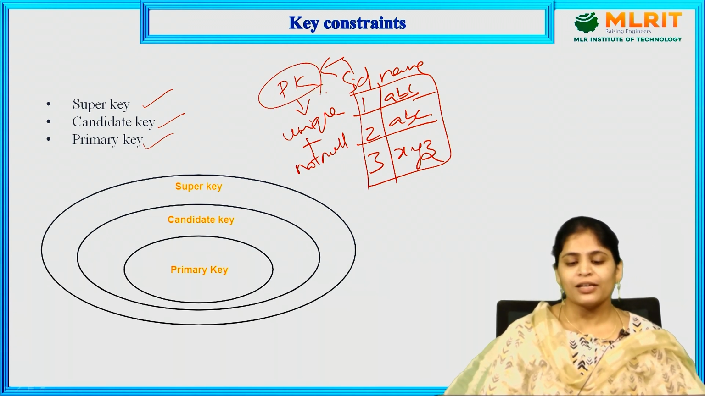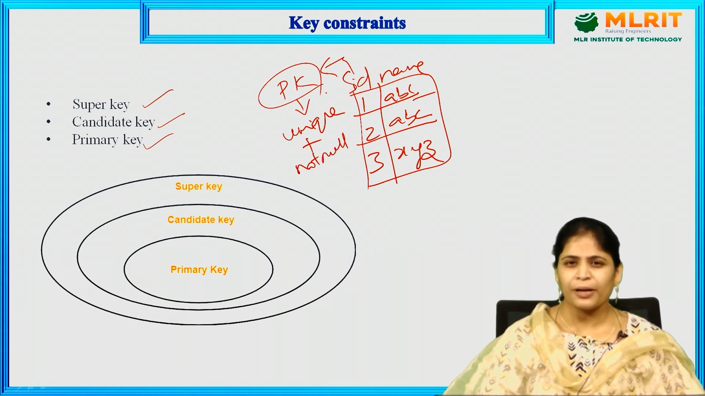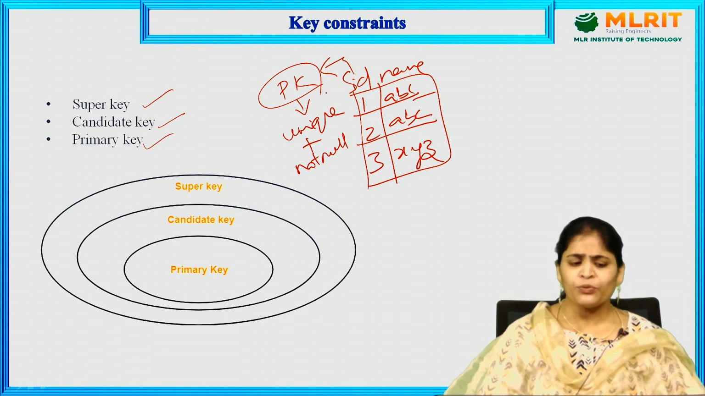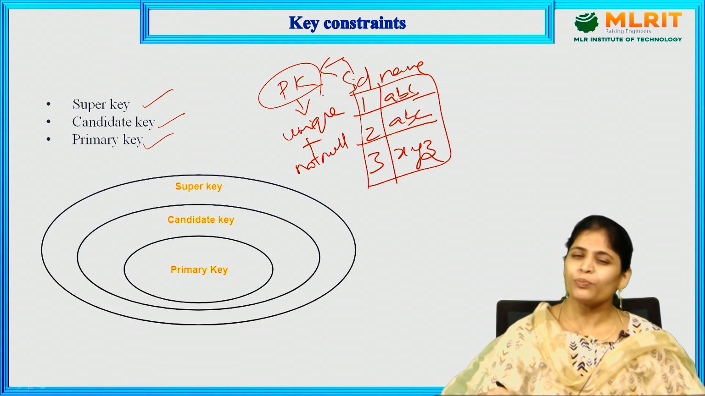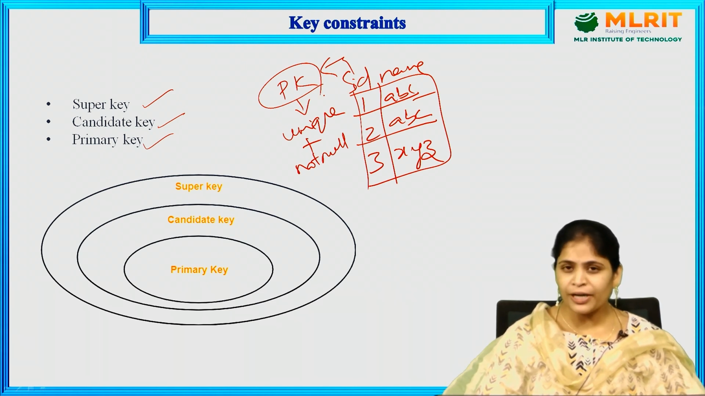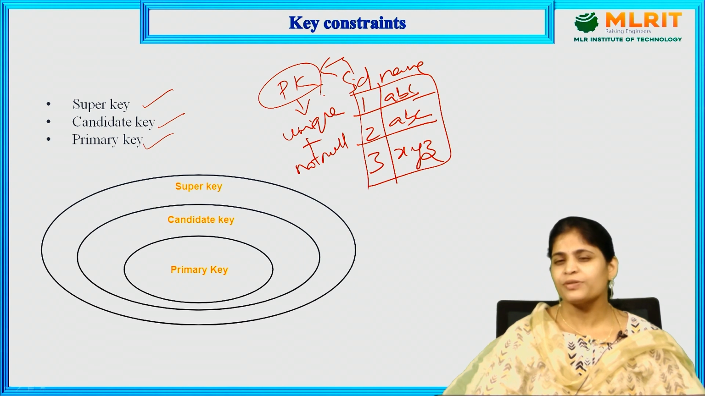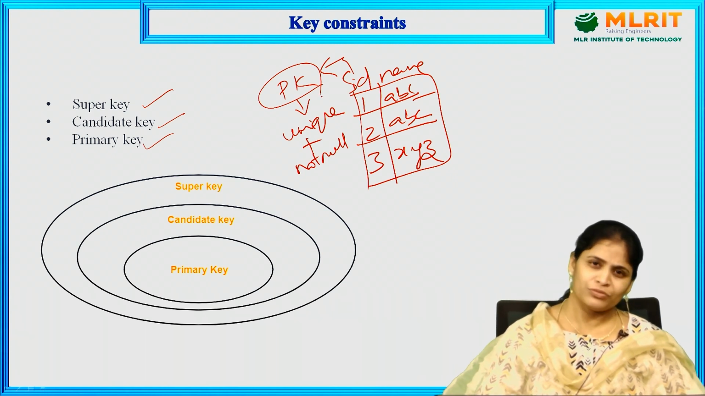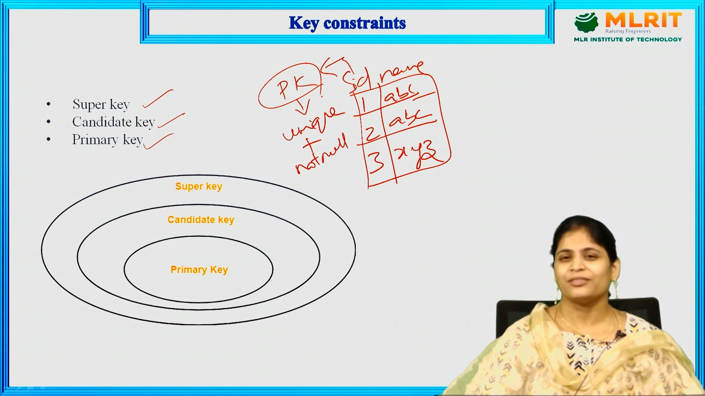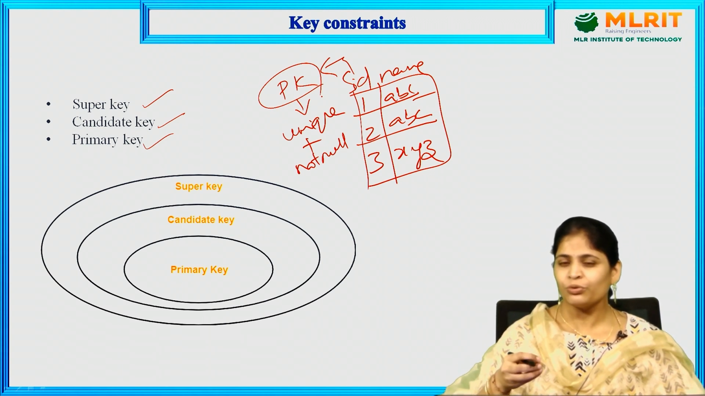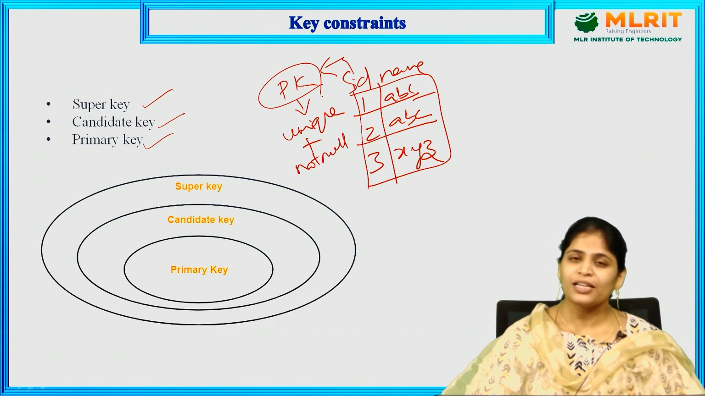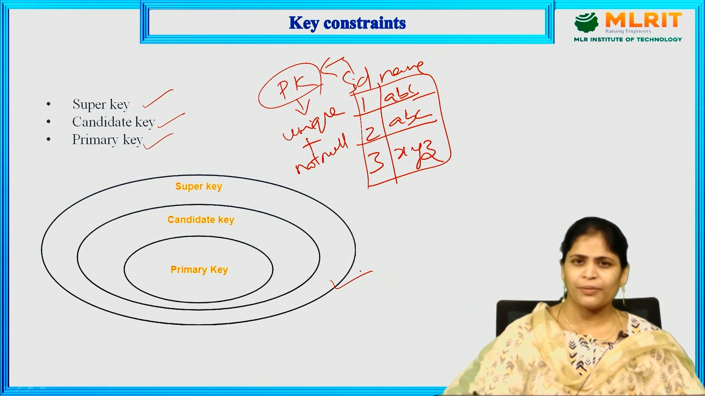So here we can consider one column as primary key, or else two columns can be considered as a primary key also. So what is a candidate key? Two or more columns can be combined together to retrieve data uniquely, then it is called a candidate key. What is a super key? N number of columns can be considered to retrieve the data uniquely, that is called a super key. That's why we have this diagrammatic representation.